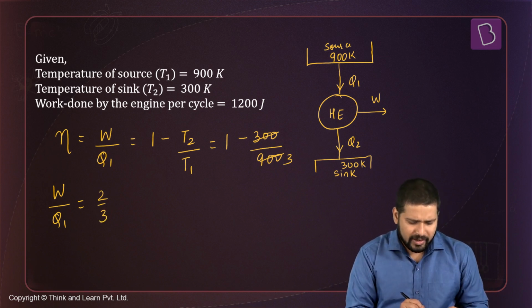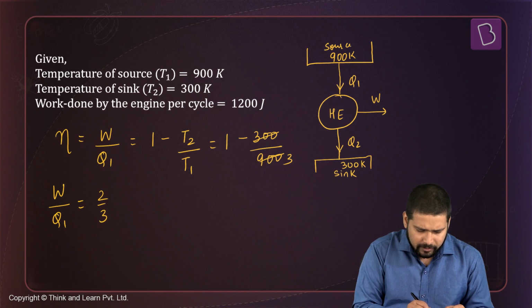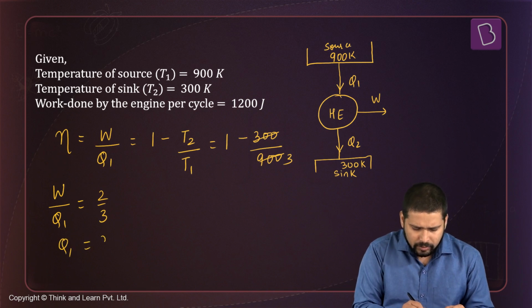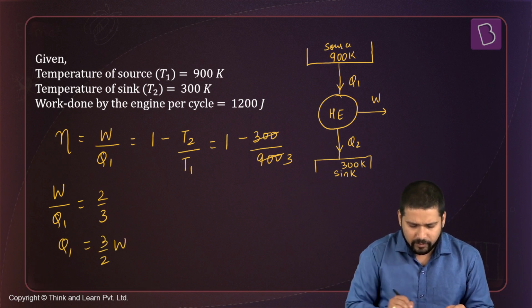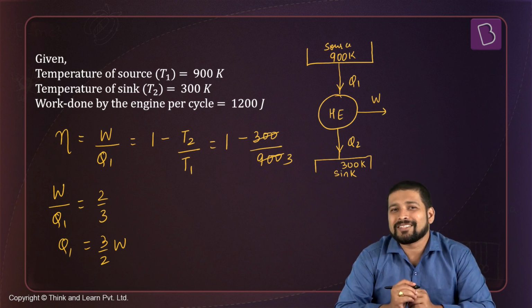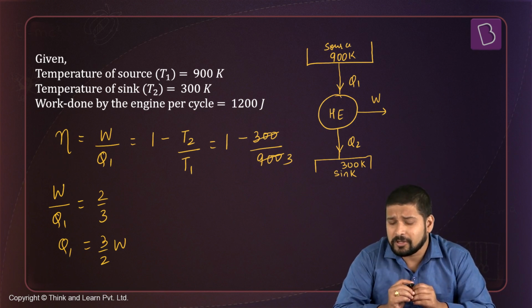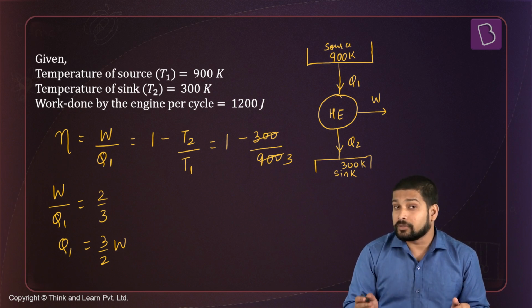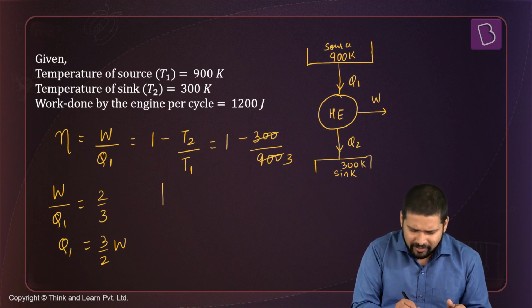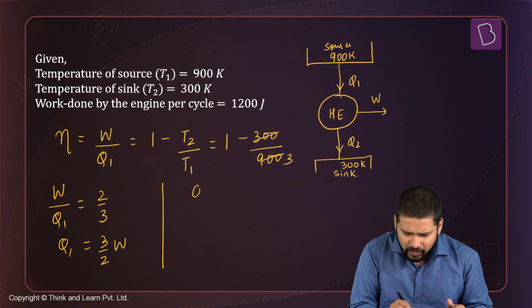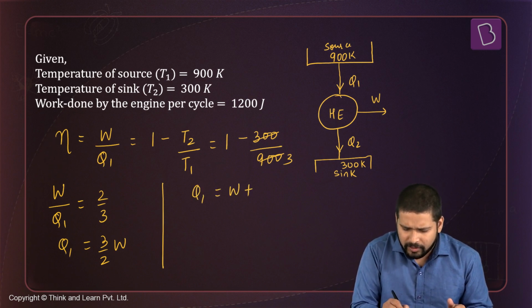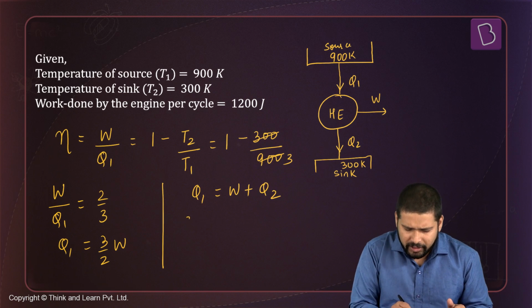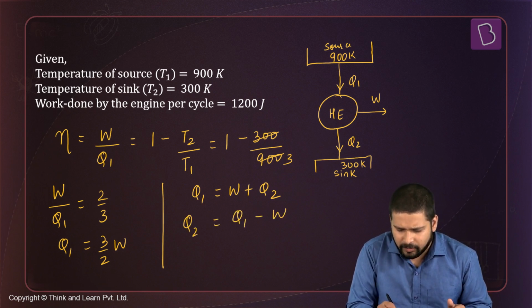So from here, I can write Q1 is equal to 3 by 2 times W. Right? Now, once we have got this, let's apply the conservation of energy principle. You know that the net heat supplied is Q1, some of it is used to do some work and the rest is rejected. So I can write Q1 is equal to W plus Q2. We have to find Q2, so Q2 will be equal to Q1 minus W, right?